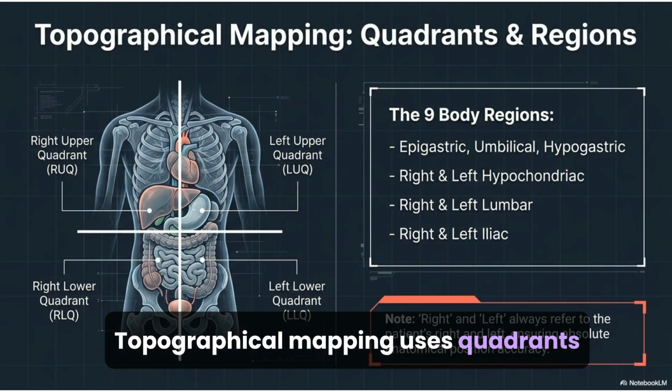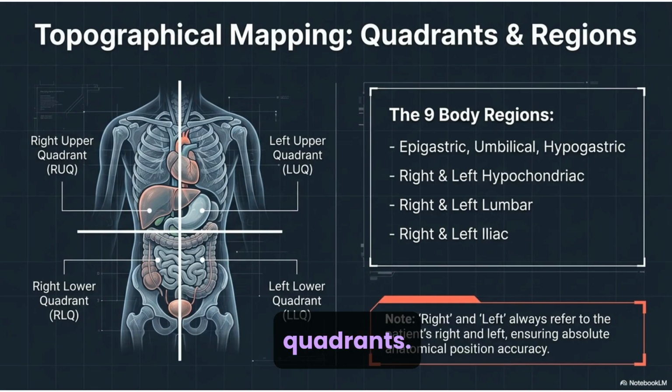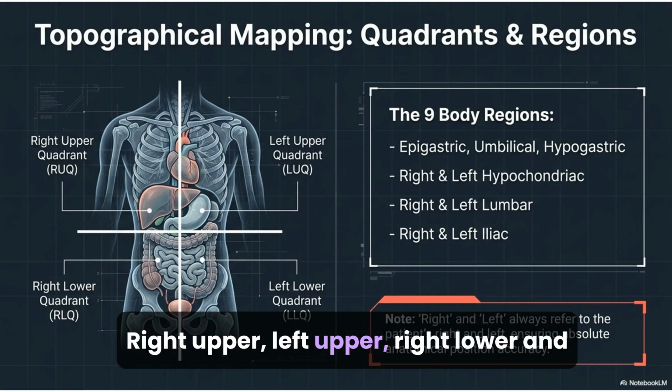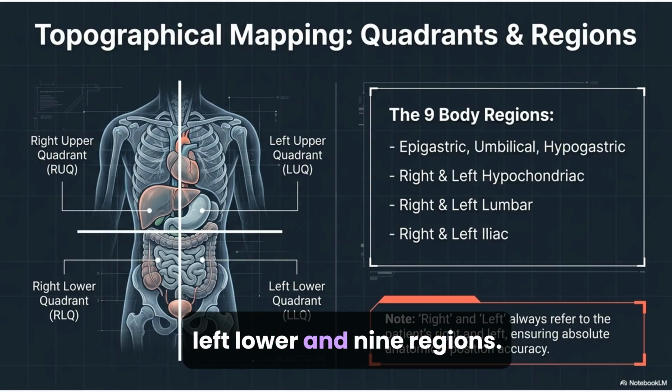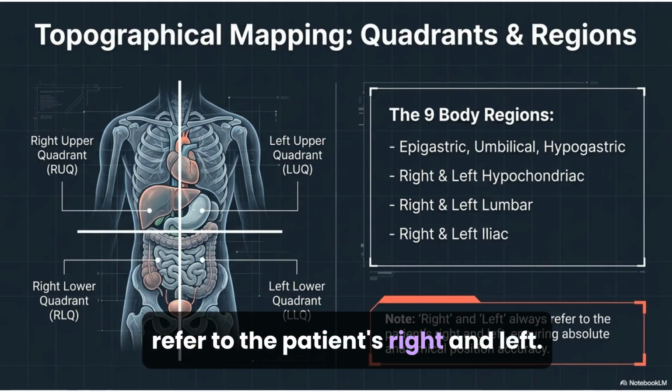Topographical mapping uses quadrants and regions to locate structures. The abdomen is divided into 4 quadrants: right upper, left upper, right lower, and left lower, and 9 regions. Remember that right and left always refer to the patient's right and left.